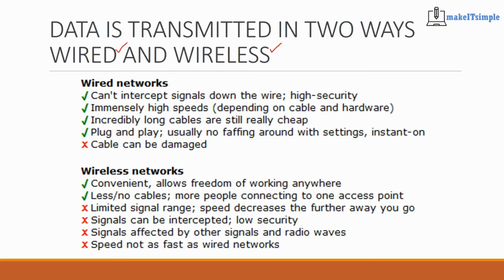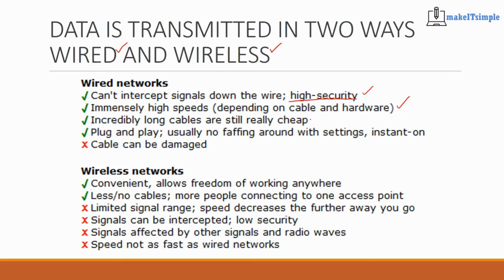With wired networks, you have some good stuff, like you can't intercept the signals very easily. You have high security because you have to actually get to the physical wire. You can get immensely high speeds because when it's wired, the data will travel as electricity, and electricity travels at the speed of light, which is really, really fast, 3 by 10 to the 8 meters per second, which probably means nothing to you, but if it does, good for you.